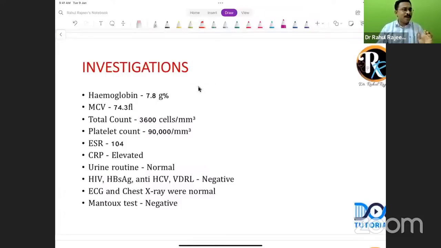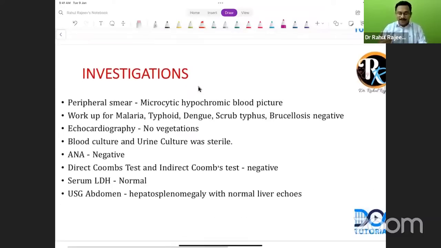So I can see lymphoma. Sariga says infective endocarditis, right? Myelofibrosis, right? So basically, what are the positive findings? We'll come to that, but let me just run through the other investigations as well.